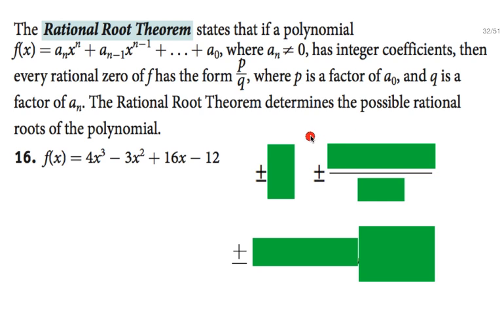So we're setting up a fraction with, in the numerator, all of your constant terms. Notice it says P is factors of a sub 0. A sub 0 is your constant term here, and Q is the factors of a sub n, and that's your leading coefficient. So the number that is your constant term, the 12, goes in the numerator, and the 4, which is your leading coefficient, goes in the denominator.